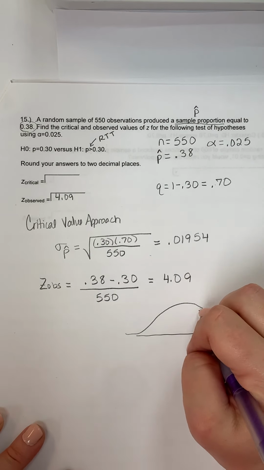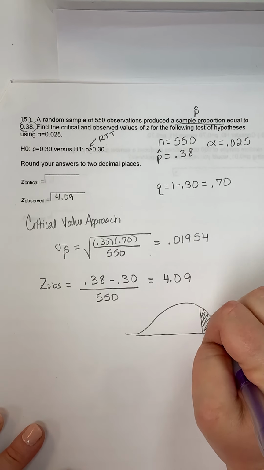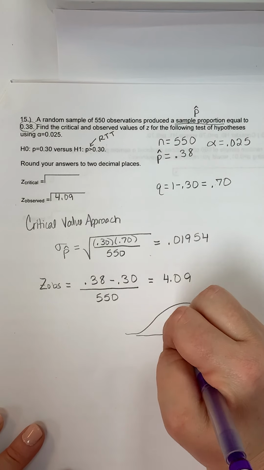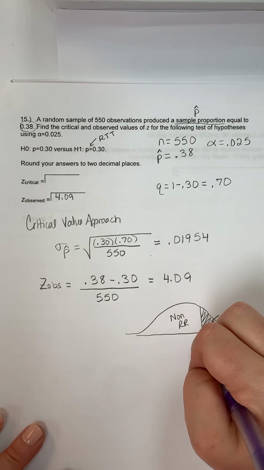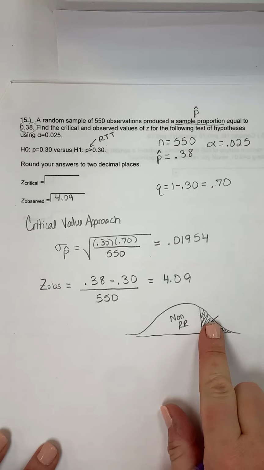Okay, let's draw ourselves a picture. Okay, we have a right-tailed test. This is our rejection region. This is our non-rejection region. We're going to have one critical value. It's going to be positive. This is our alpha.